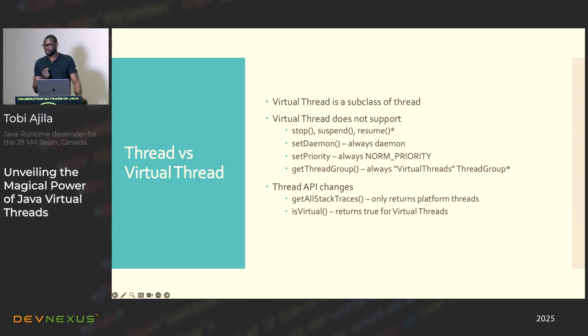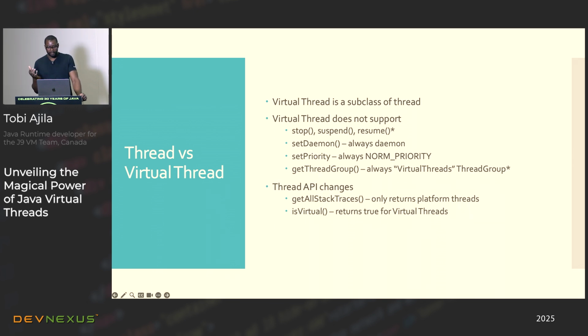Thread group always returns the virtual thread group for virtual threads. There's a new abstraction for a collection of virtual threads. The internal mechanism is called a thread container, but this is exposed via a shared thread container or a thread-per-task executor. And then things like getAllStackTraces only return platform threads.